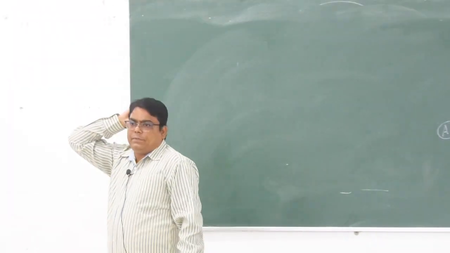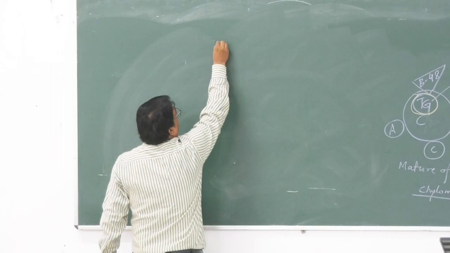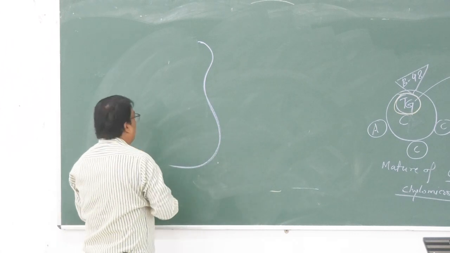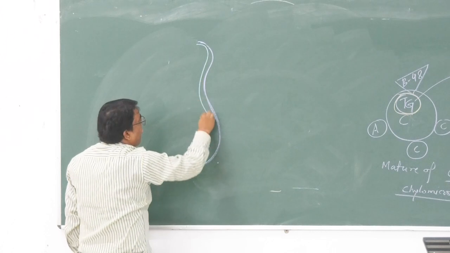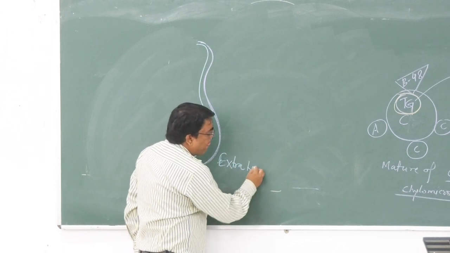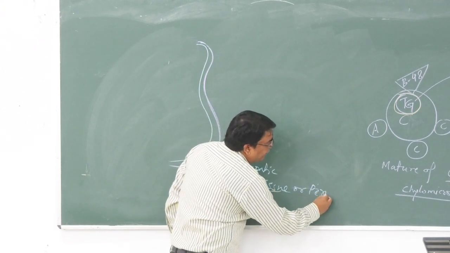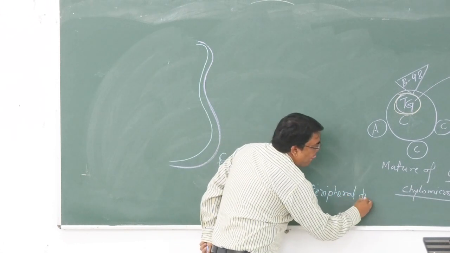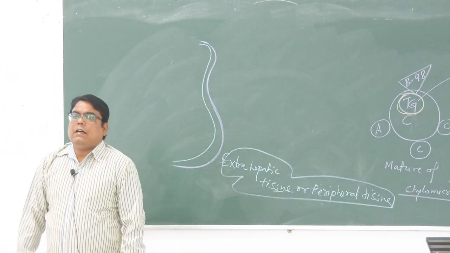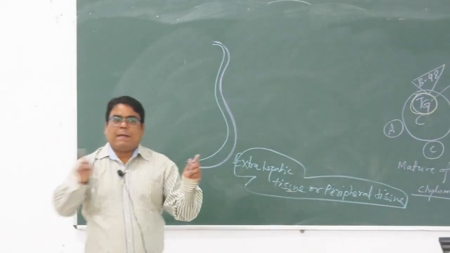Now in the next step there are the molecules. We call these extrahepatic tissues or peripheral tissues. What we call extrahepatic tissues or peripheral tissues: it is renal medulla, it is cardiac muscles, okay. All tissues other than hepatic tissues are called peripheral tissues.